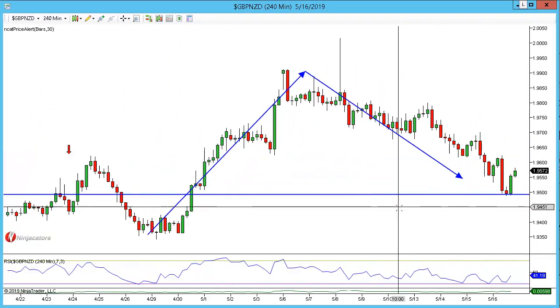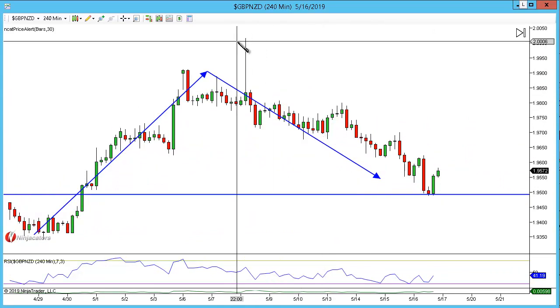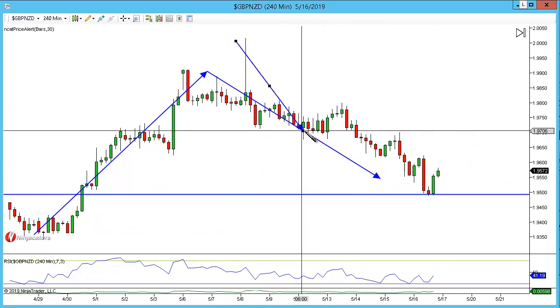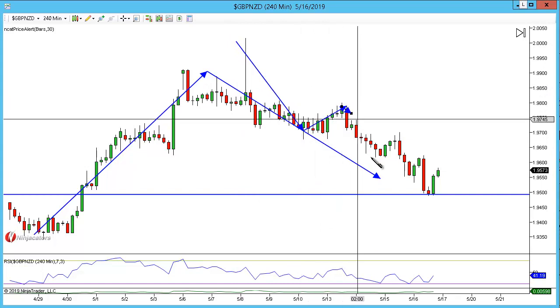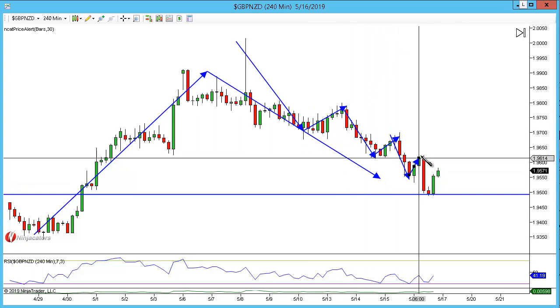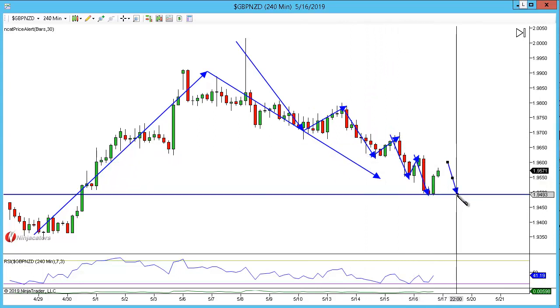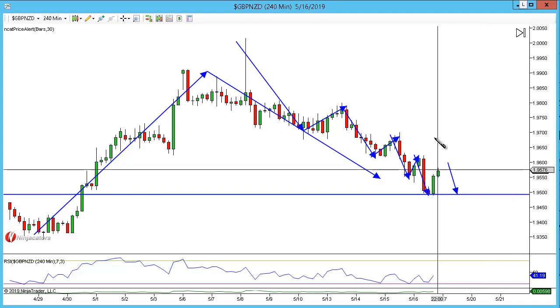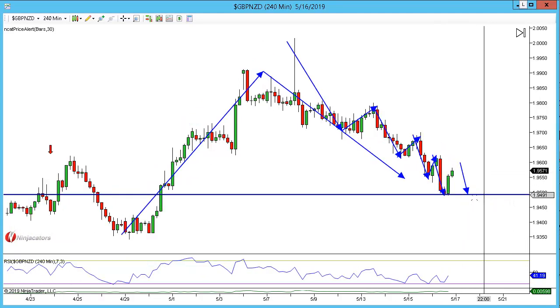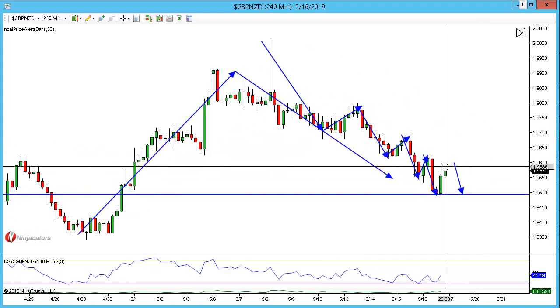Here on the 240, we had a move lower, a pullback, a move lower, a pullback, a move lower, a pullback, and a move lower. You can look for a pullback here for a retest of the lows if you feel that may occur, though the move has actually already been made. We've come down and retested that zone already.